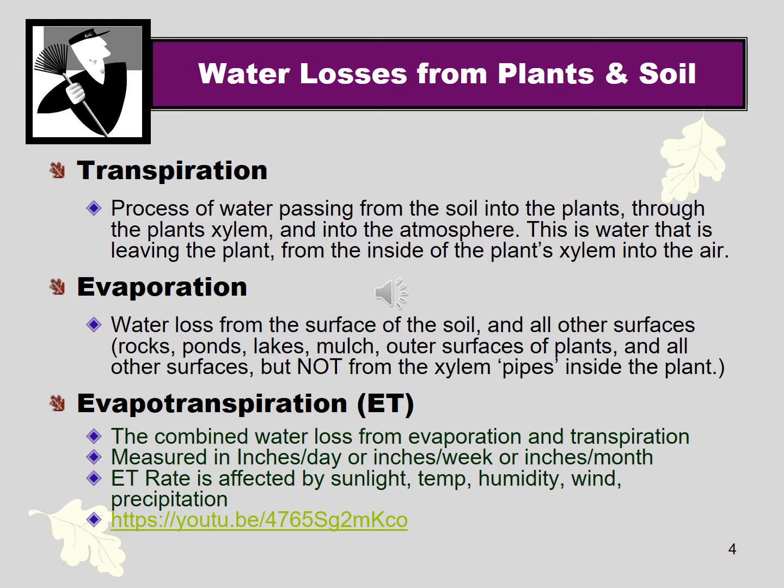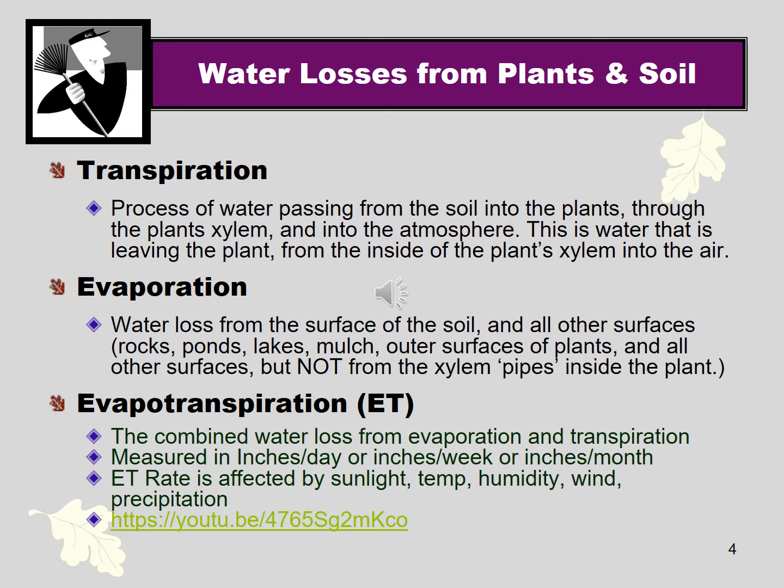Evaporation is water loss from everywhere else, meaning it could be water loss from the soil or rocks or your deck or patio, or water loss from even droplets on the outside of the plant evaporating into the atmosphere. That's different than water coming from the xylem out through the stomata in the leaves into the atmosphere. That's the second one I mentioned, which is transpiration. And water loss from the surface of the soil and all other surfaces is evaporation.